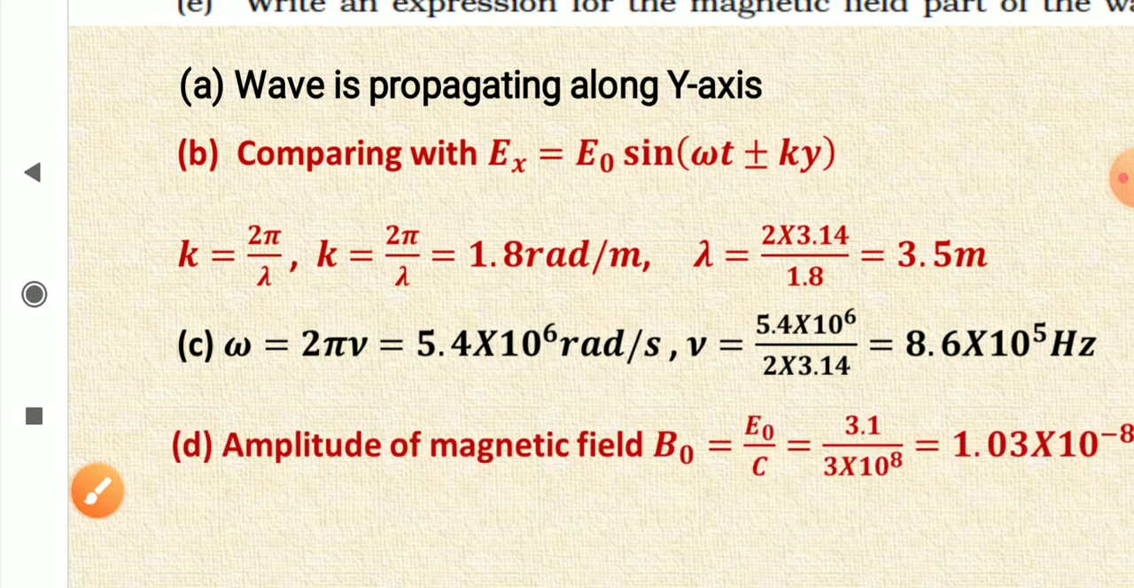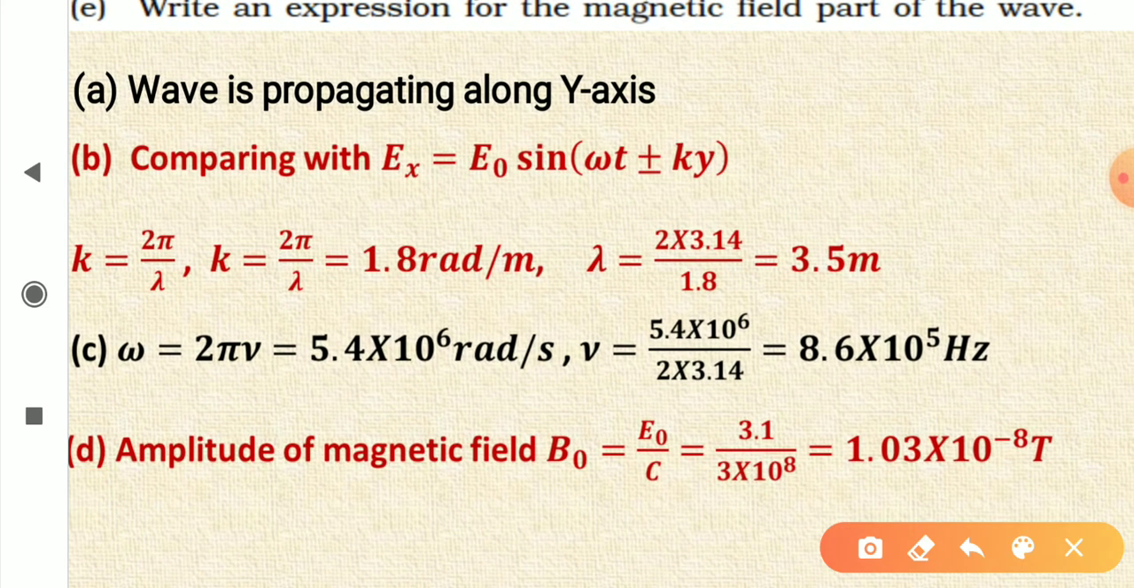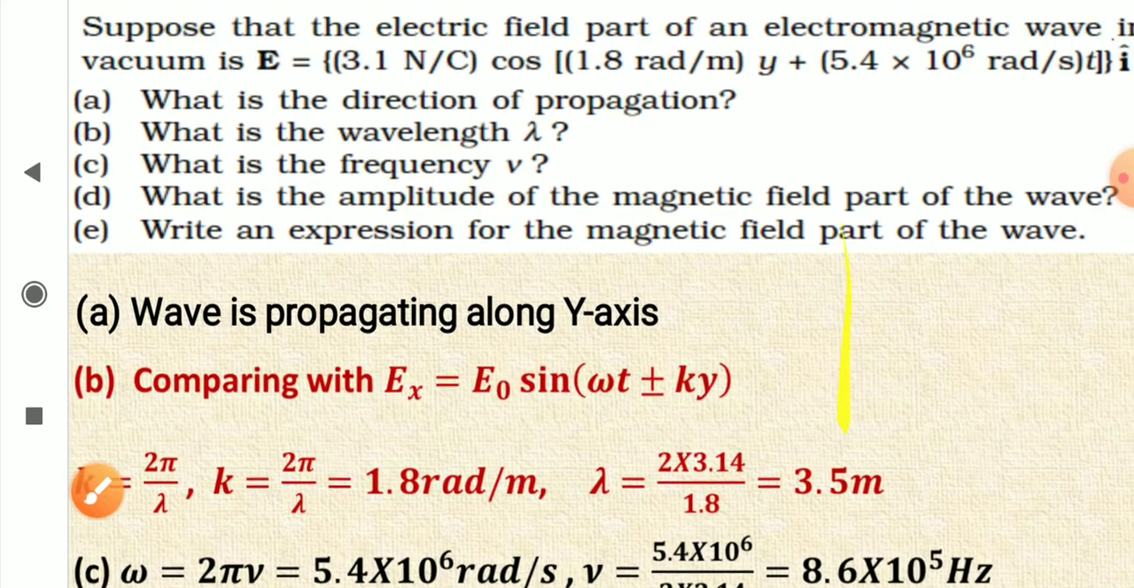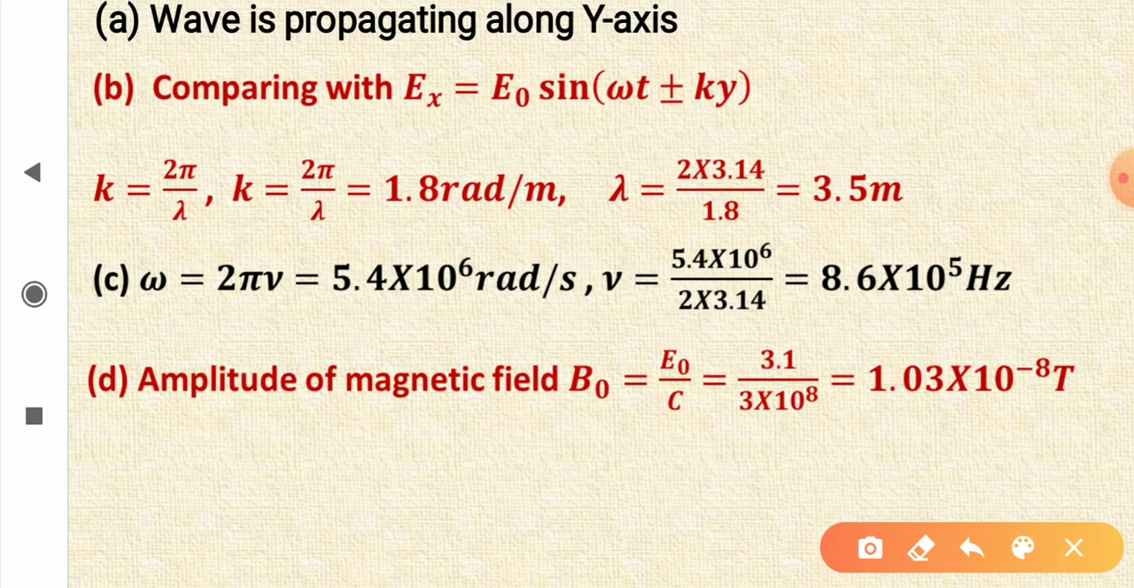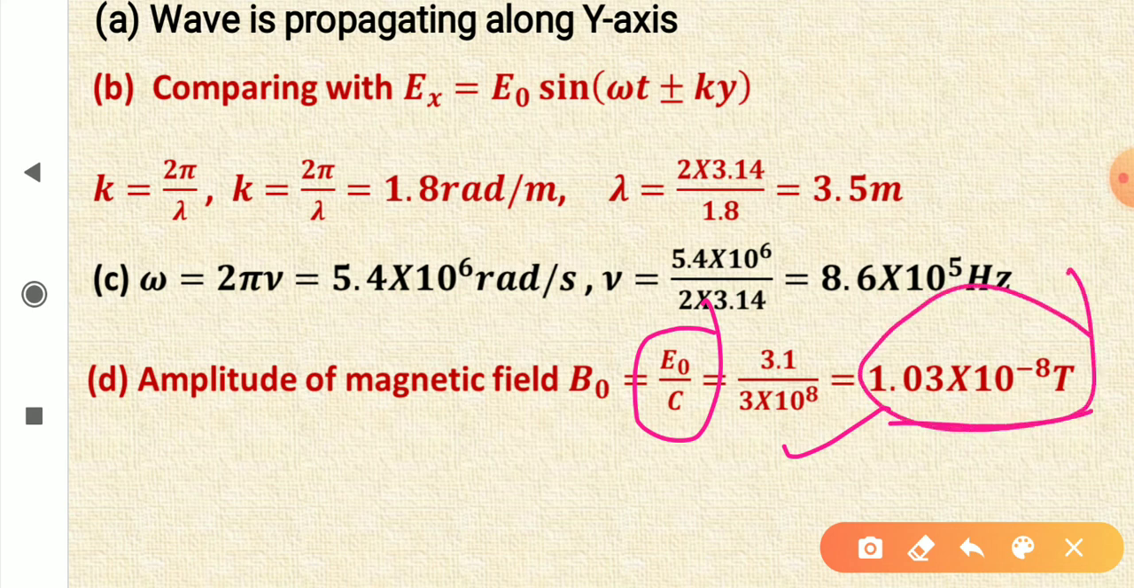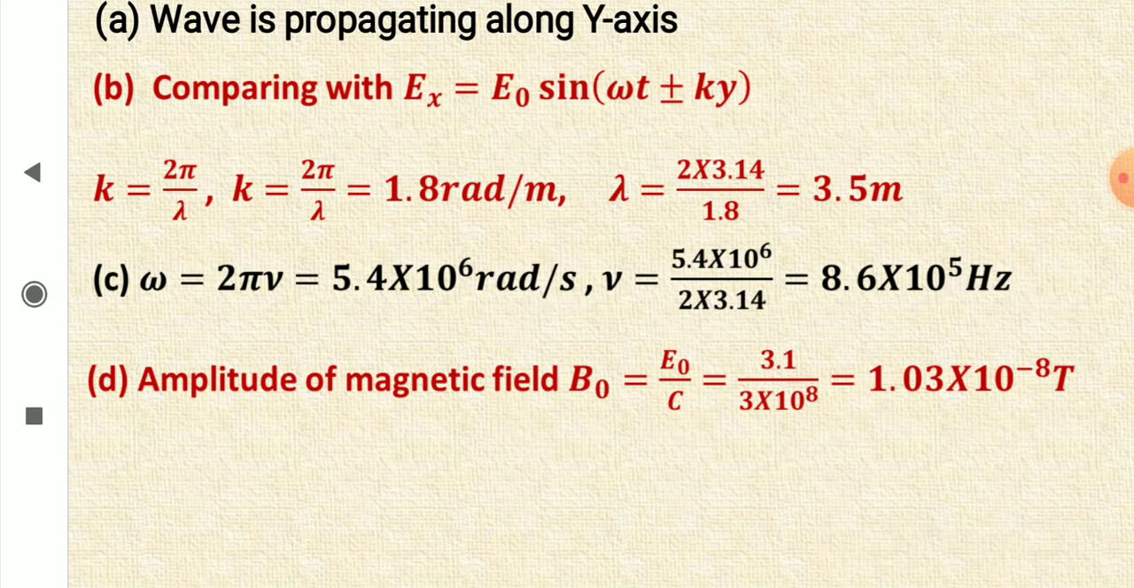And now the amplitude of the magnetic field will be E naught upon c, and from this equation, look at it, the peak value of the electric field is 3.1 Newton per Coulomb. So putting the value of E naught, and c is the speed of light, you get 1.03 into 10 raised to the power minus 8 Tesla. Remember, it is the magnetic field.